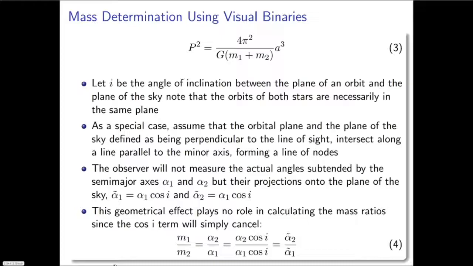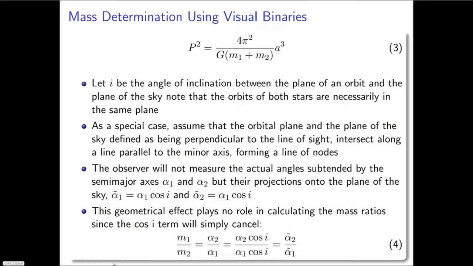Yeah, here in the third point, it is written that alpha 1 projection is alpha 1 cos I, and alpha 2 projection is also written as alpha 1 cos I. Please take note that it is not alpha 1 cos I, instead it is alpha 2 cos I. So now what happened? As we know, we are going to measure projections. Already I had introduced this formula that m1 by m2 is equal to alpha 2 by alpha 1.